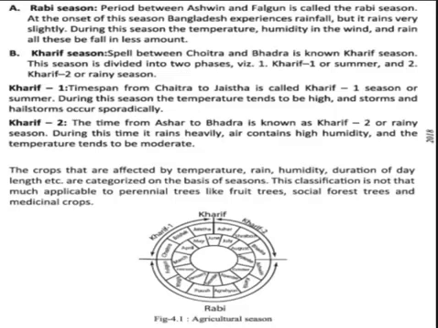The period between Ashin and Falgun is called the Rabi season, roughly from September to February. At the onset of the season, Bangladesh experiences some rainfall, but it rains very slightly. During the season, temperature, humidity, wind, and rain all fall in lesser amounts.